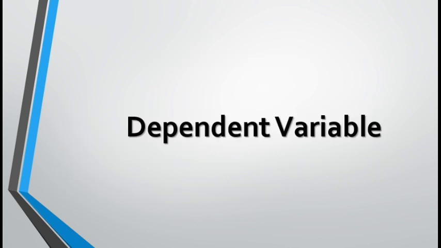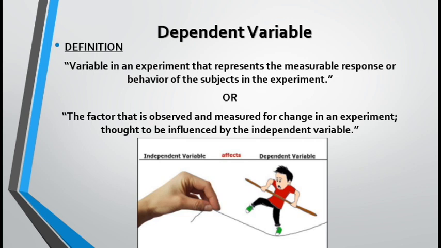Now let's talk about the dependent variable. The definition: the variable in an experiment that represents the measurable response or behavior of the subject in the experiment, or the factor that is observed and measured for change in an experiment, thought to be influenced by the independent variable.